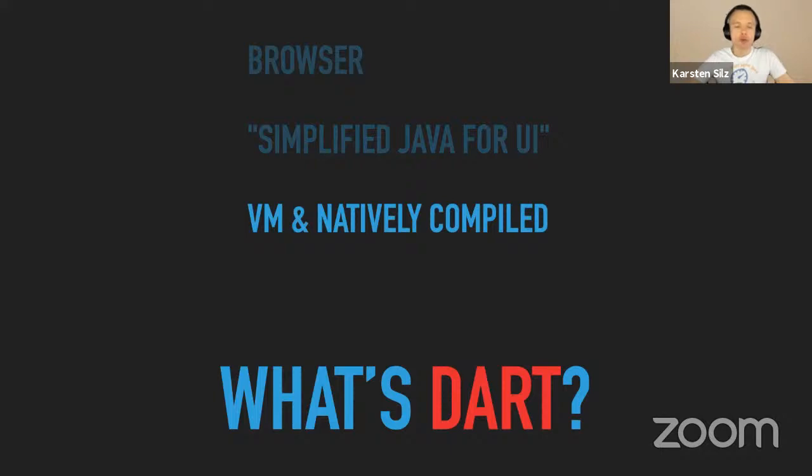During development, Dart runs in a virtual machine, but when you deploy it, it's natively compiled, which means C++ code and machine code on native platforms. If that rings a bell, yes, that's exactly what GraalVM does, which is the hype these days. Everybody wants to use GraalVM. That's what Dart is doing: a VM during development, natively compiled for deployment.